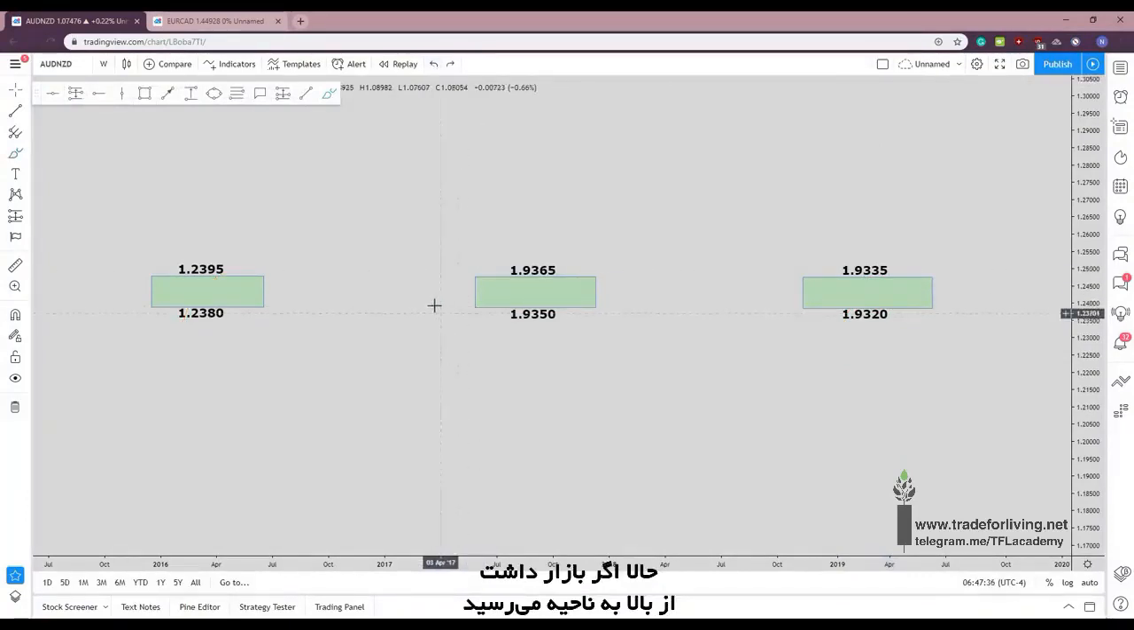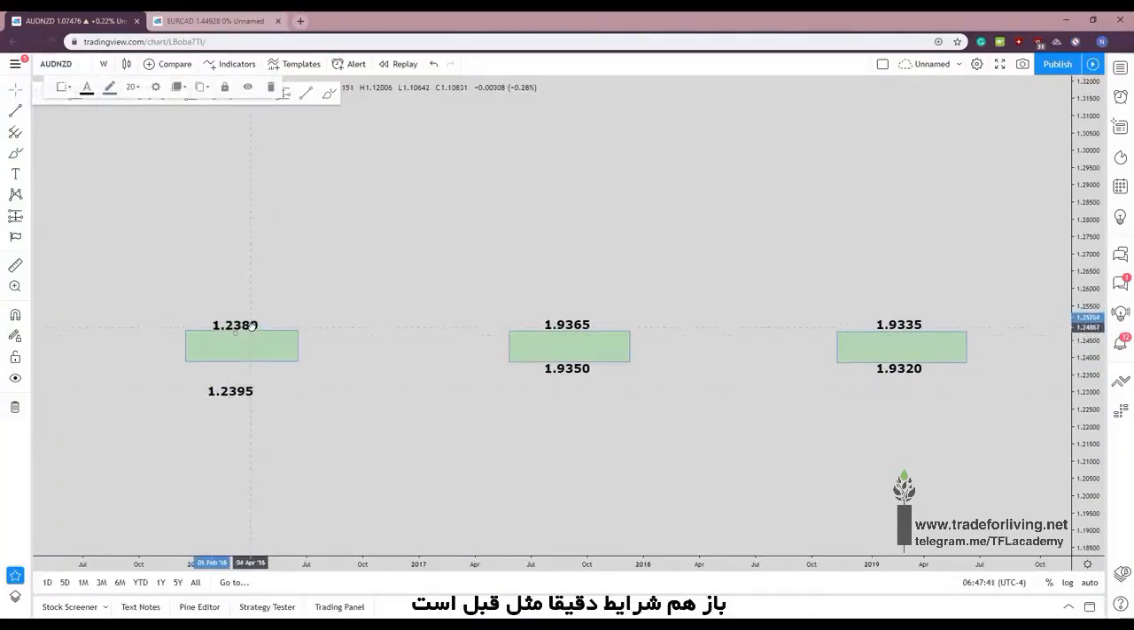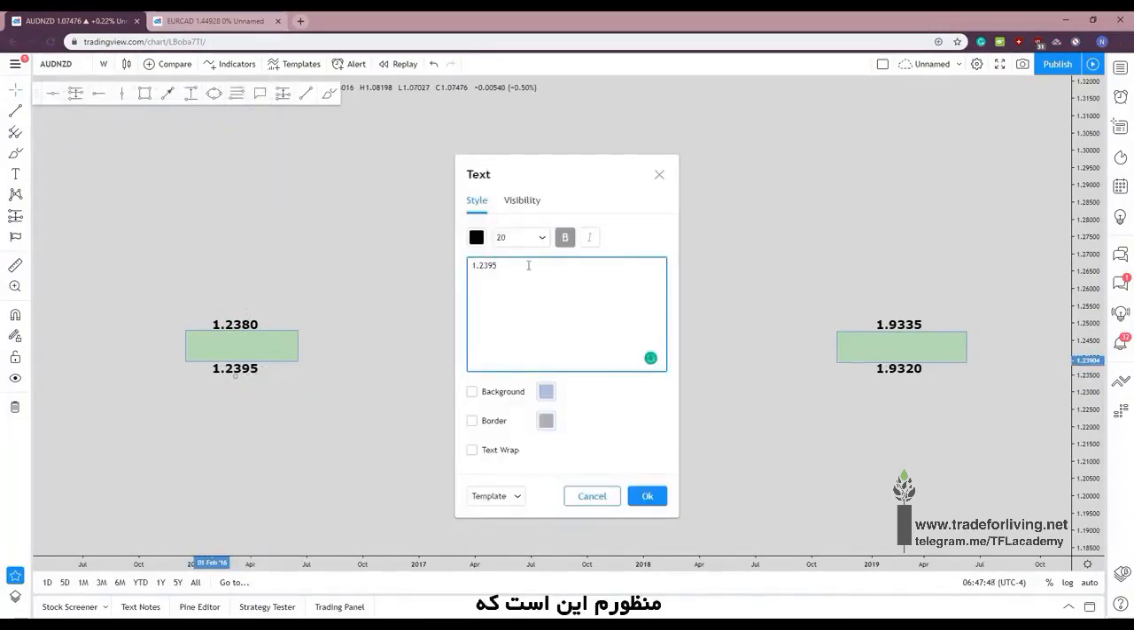Now, if instead the market is coming from above, then the situation is completely the same, but we need to put 15 pips below. So basically, what do I mean?